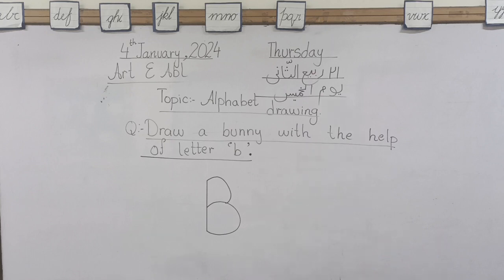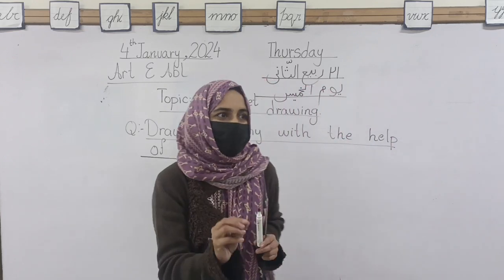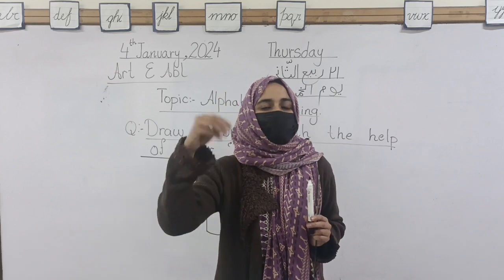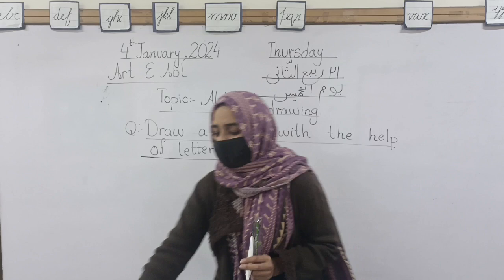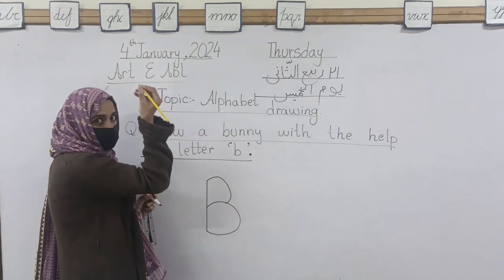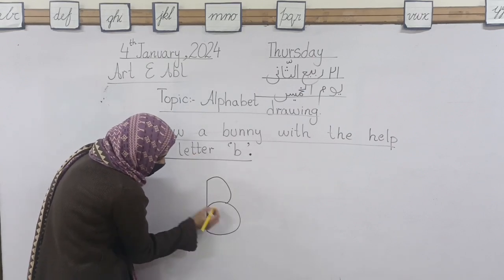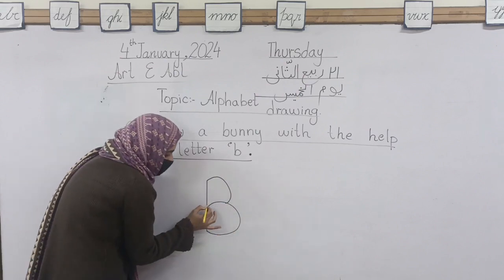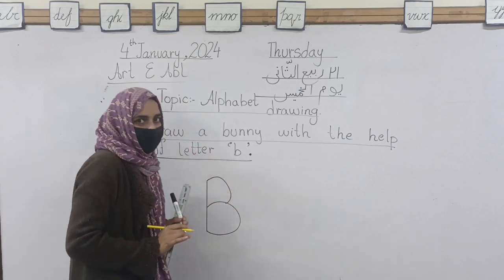Okay, the V shape appears like this. Have you drawn it? The first thing, as I discussed with you, is that your pencils should be sharp. Students, don't use your neck like this. You should hold the pencil like this and draw in this way. First draw it, and then draw the second one. Okay? Understand?